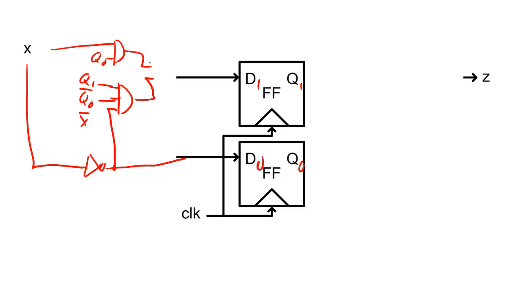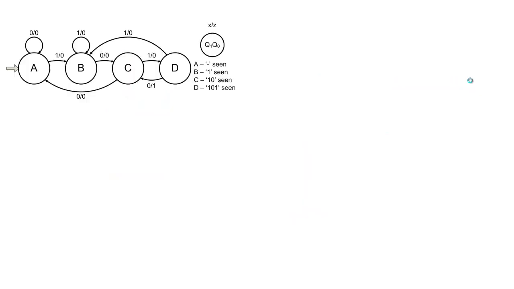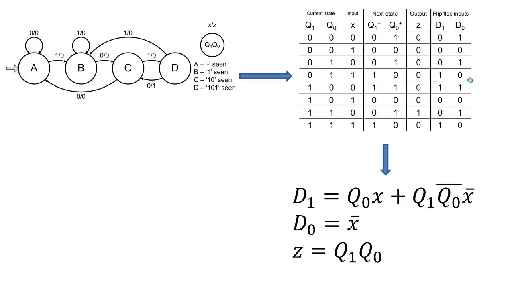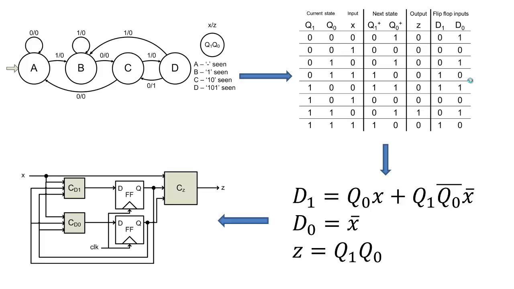We're going to OR these two together with an OR gate and input that into our flip-flop. And then Z was Q1 and Q0 ANDed together, and that creates our circuit. And so again, just recapping what we did, we created a finite state diagram, created our next state table, derived some Boolean expressions, and then built our circuit.